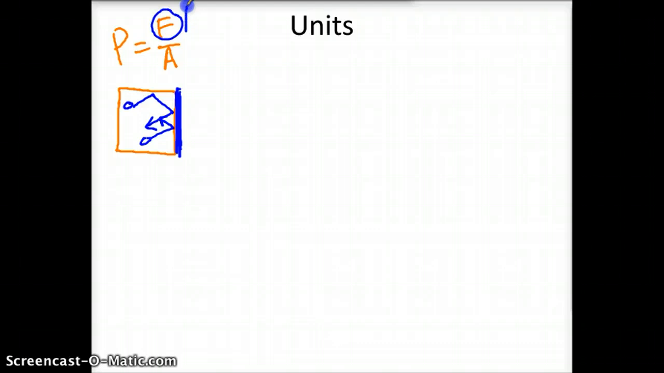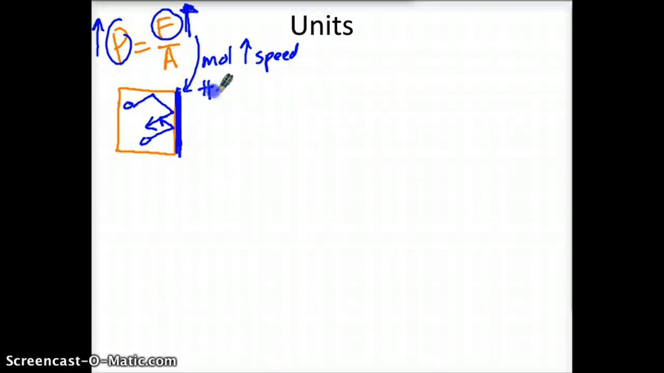If the force increases, then we can clearly see that pressure is going to increase as well. So what are some ways that you can increase the force here? Well, if the molecules move faster, then they're going to be colliding with more kinetic energy. That's going to exert more force. If we have more molecules, that's going to make more collisions with the surface. That's going to cause greater force and therefore cause a greater pressure.